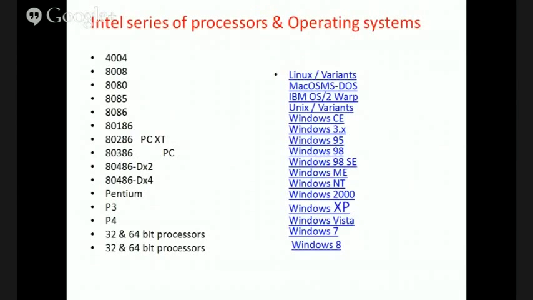This is the Intel series. We know that Intel is one of the most significant companies who have played a very vital role so far as the microprocessor world is concerned. So 4004, 8008, 8080, 8085, 8086, 80186, 80286, 80386, 80486, DX4, and Pentium, P3, P4, 32 and 64-bit microprocessors, and these are finally the processors available. And then the operating systems: Linux and variants, and then IBM, Unix, Windows. There have been so many versions, and Windows 8 has now been reached. So there are the operating systems for these microprocessors.